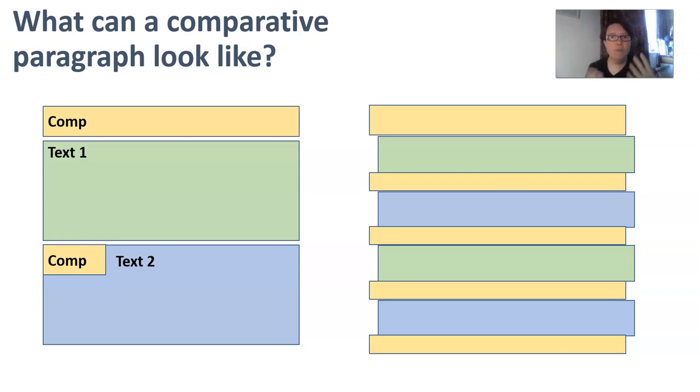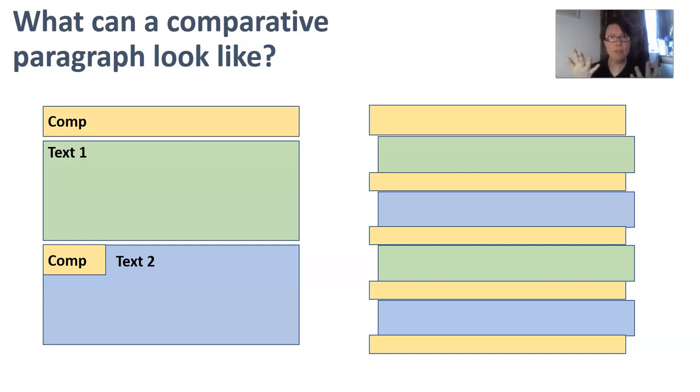And so I've got some examples here of what comparative paragraphs could look like if we were to color code them, with the orangey color being your comparison, and then the light green being your discussion of text 1, whether that's Frankenstein or Handmaid's Tale, and then your discussion of text 2. And if we're thinking about what we did when we did comparison at GCSE, we probably wrote a paragraph that was similar-ish to the one on the left-hand side.